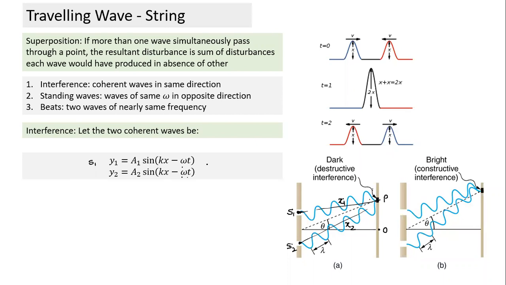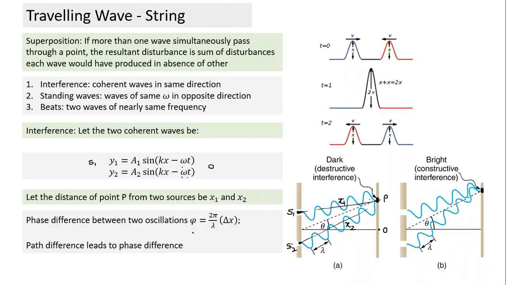So what will be the phase difference here? We have seen it earlier also. What is the phase difference related to? Let the distances of the point be x1 and x2. The phase difference between the two oscillations will be equal to k times (x1 minus x2), or delta x. And in this case we could have written x2 minus x1, since x2 is greater than x1, which is delta x. What does delta x imply here?